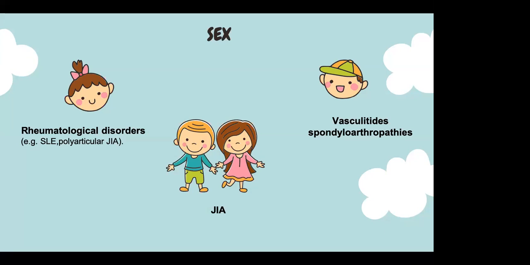So, sex. Sex plays a role too. As you can see, females have a much higher tendency toward rheumatological disorders such as SLE and polyarticular JIA, and boys are more prone to vasculitis diseases such as Kawasaki disease and PIMS. It also includes spondyloarthropathies, inflammatory bowel disease, and enthesitis-related arthritis. If it is JIA, it can occur in both sexes. Okay, next.